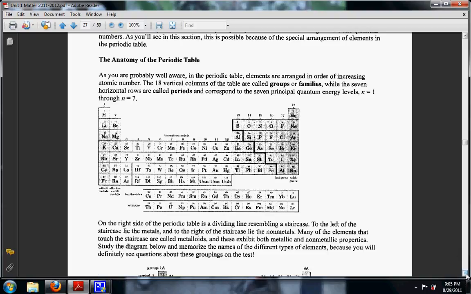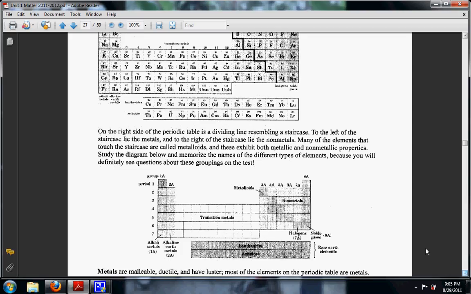At the bottom of the page, I've laid them out again with the names of the different groups. Remember, a group going down is also called a family, and they all have the same traits. These are called the alkali metals. These are called the alkaline earth metals. These are the transition metals. The ones along that staircase are called metalloids, and all the ones over here are called nonmetals. So for example, oxygen is a nonmetal, and so are sulfur, chlorine, and bromine.